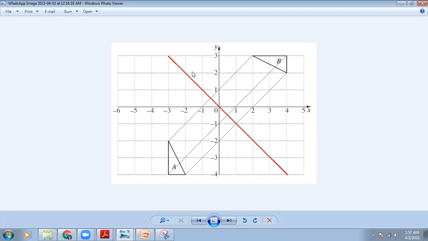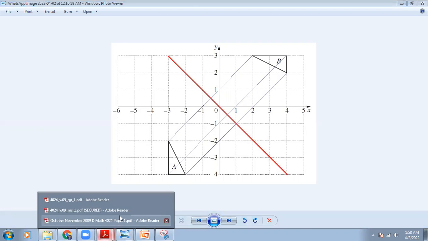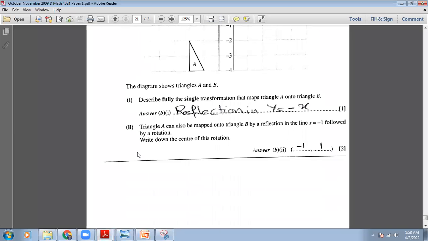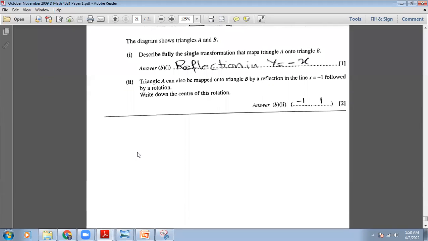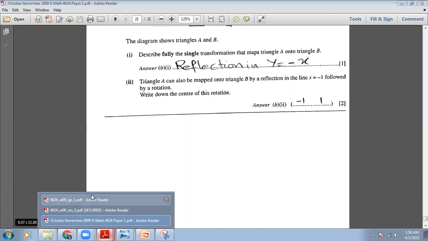So it's a reflection, and the equation of this red line, you see, it's a very famous line. It's passing through the origin. At 1, it is -1. At -1, it is 1. At 2, it is -2. And at -2, it is 2. So this is a famous equation, y equals -x. So how do you describe this? It's a reflection in the line y equals -x.